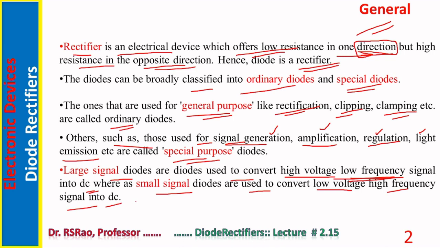One point that strikes well into our minds is large signal and small signal. Both belong to the diodes used for rectification. So they are general purpose diodes. Large signal diodes are associated with high voltages. Small signal diodes are associated with low voltages in converting AC into DC.